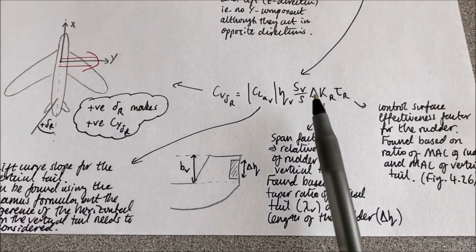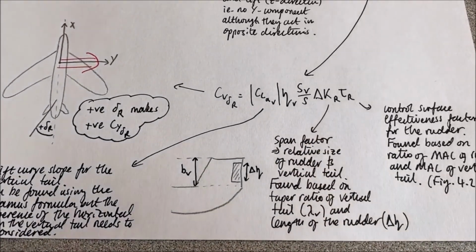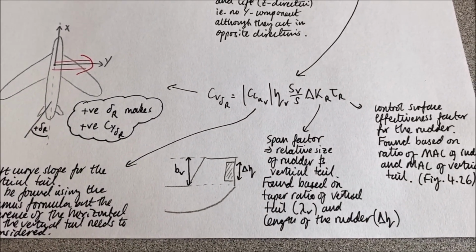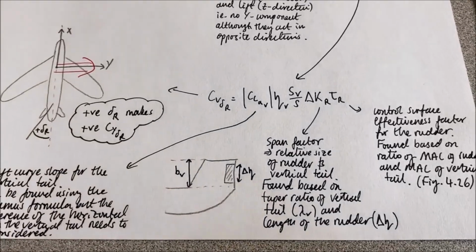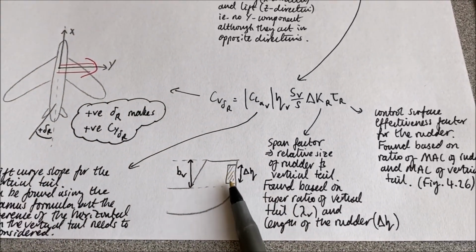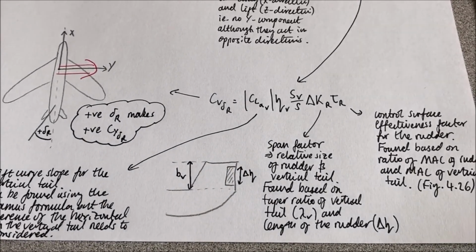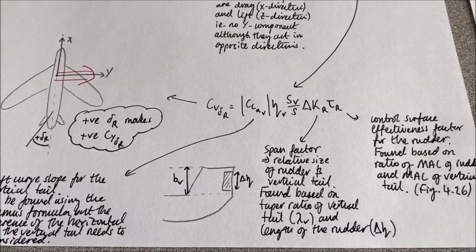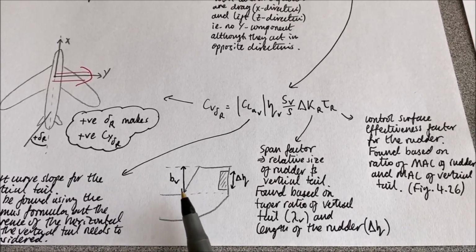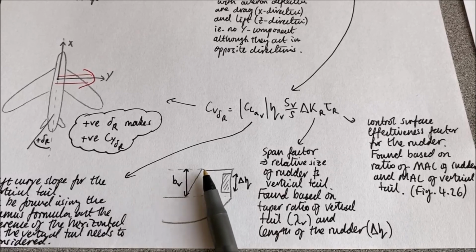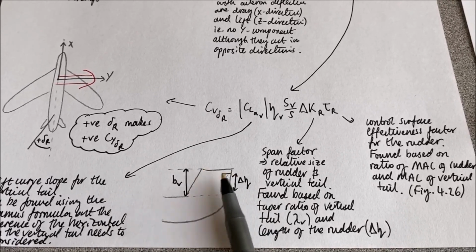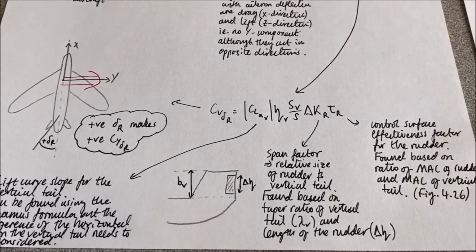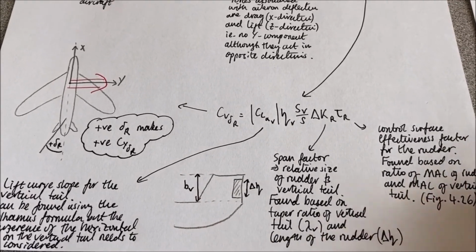The next term here, K sub r, is called the span factor, and that basically characterizes the relative size of the rudder versus the vertical tail. So again, how large is the moving bit compared to the whole size of the vertical tail, and that can be found based on the taper ratio of the vertical tail, so obviously the ratio of the tip to the root, and also the length of the rudder in comparison to the length of the whole vertical tail.